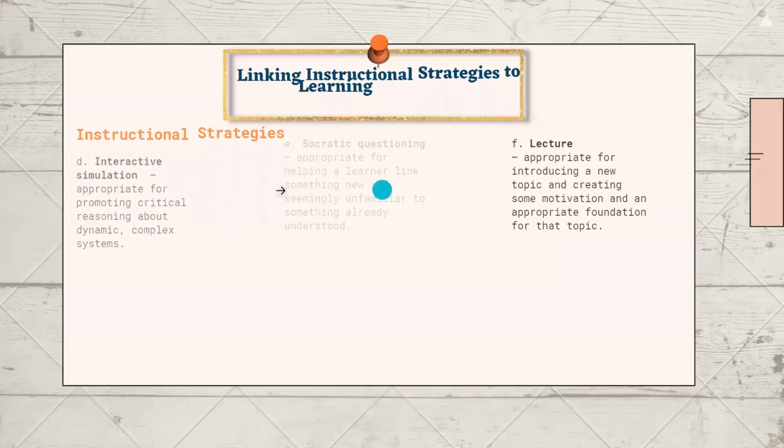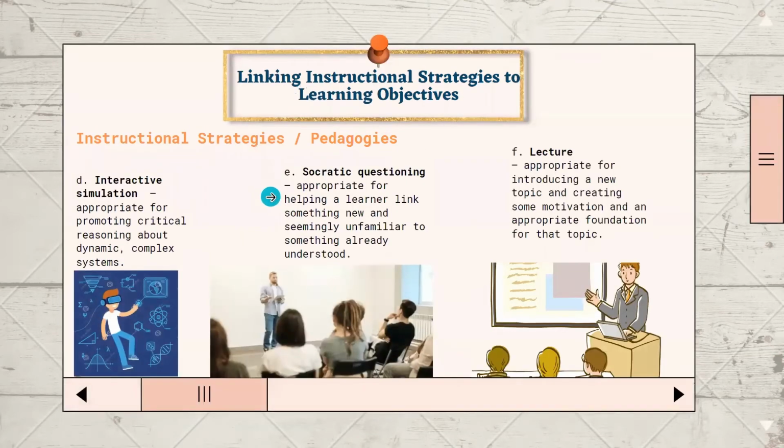Next is the interactive simulation. It is appropriate for promoting critical reasoning about dynamic and also complex systems. Interactive simulation is useful for intellectual skills under rule using and also the cognitive strategy.